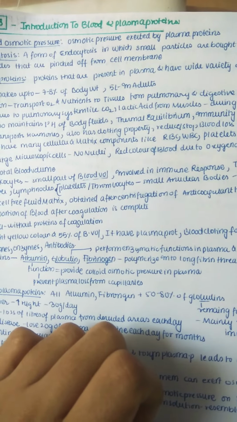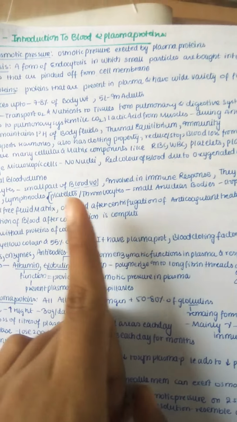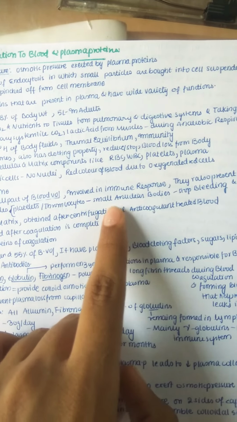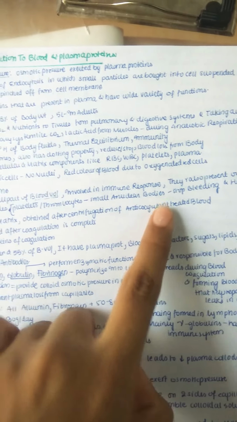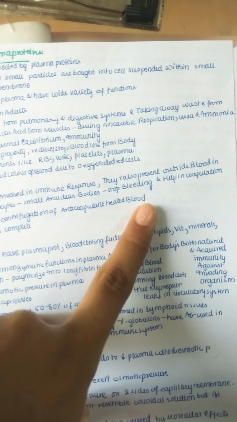And now platelets and thrombocytes. Platelets are also called thrombocytes. These are small anuclear bodies. Even platelets don't have a nucleus, they are small anuclear bodies which mainly help in the process of stopping the bleeding and also help in coagulation pathways.